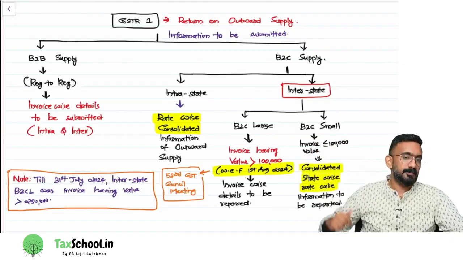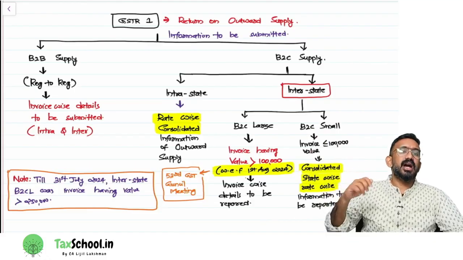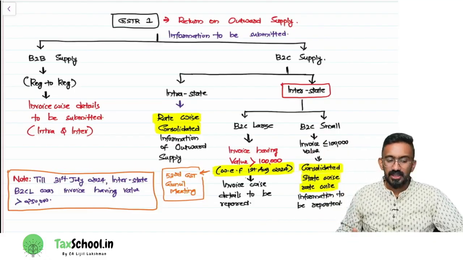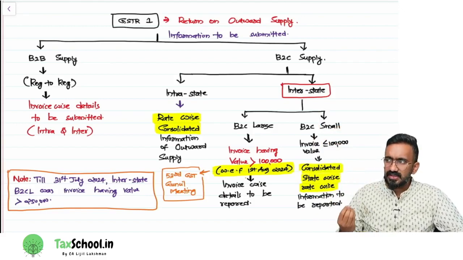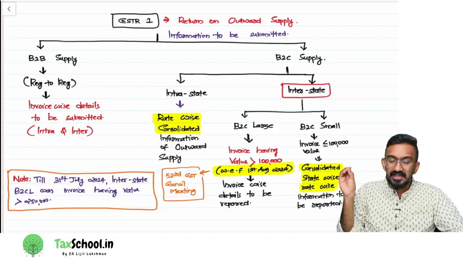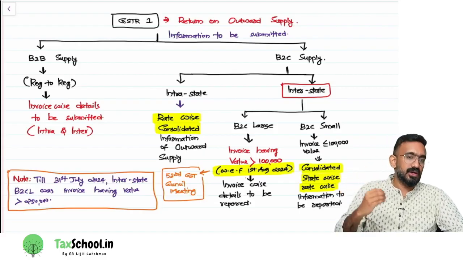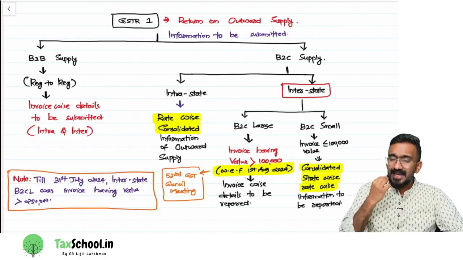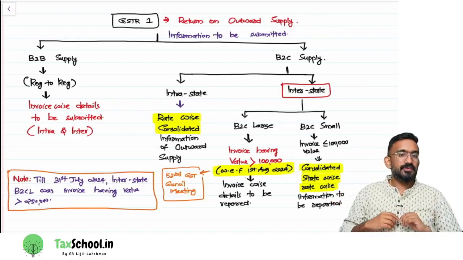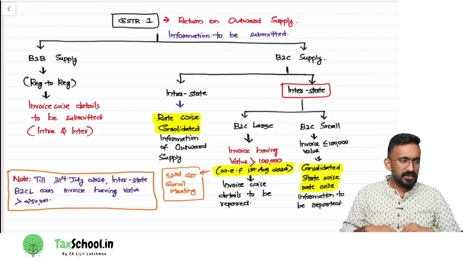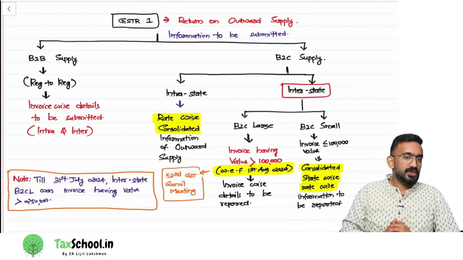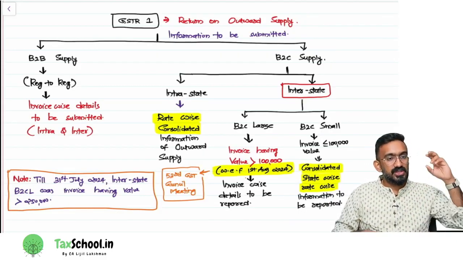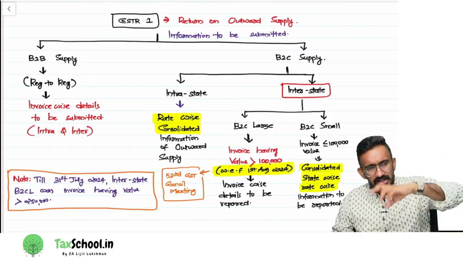Now, what if it is B2C? B2C means an unregistered customer is purchasing it, and I know that this unregistered customer is not going to take credit. So they said, if it is B2C, you look at whether it's an intrastate supply or an interstate supply. If it is intrastate supply, rate-wise consolidated information is to be provided to the government. Consolidated information, which means, say I have sold 50 bills within Tamil Nadu. Or I'm in Andhra, I've given 100 bills within Andhra. So my information would be, in these 100 bills, how much is 5%, how much is 12%, how much is 18, how much is 28.